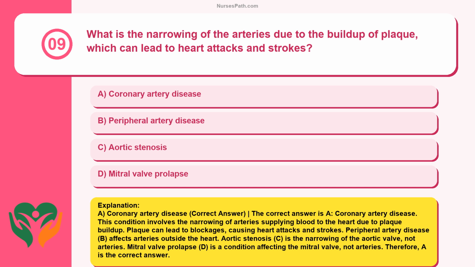Peripheral artery disease, B, affects arteries outside the heart. Aortic stenosis, C, is the narrowing of the aortic valve, not arteries. Mitral valve prolapse, D, is a condition affecting the mitral valve, not arteries. Therefore, A is the correct answer.